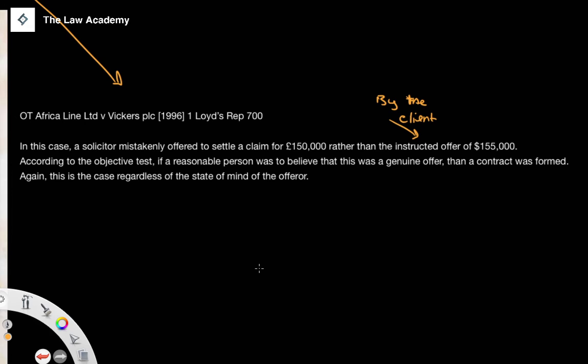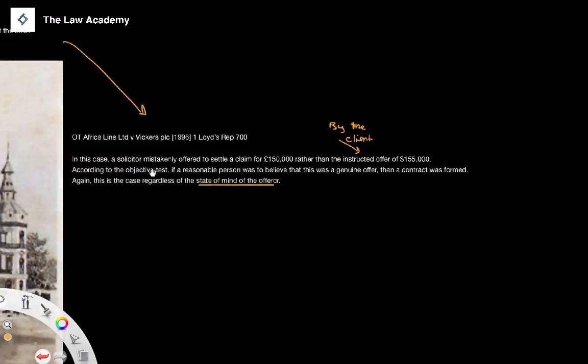And again, if we apply this objective test, if a reasonable person was to believe that this was a genuine offer, then the contract was formed. This is the case regardless of the state of mind of the offerer. So this is another example of applying the objective test, and we find that a reasonable person would believe that this was a genuine offer, and so therefore a contract should exist between the two parties.